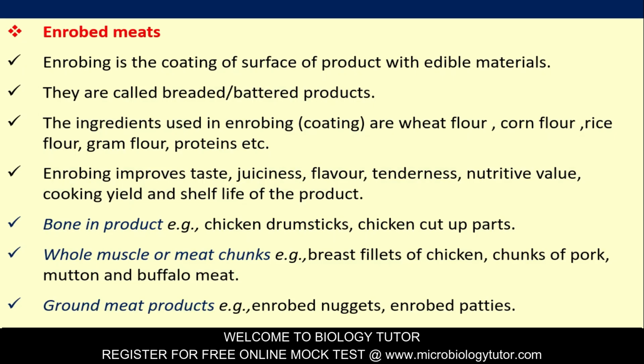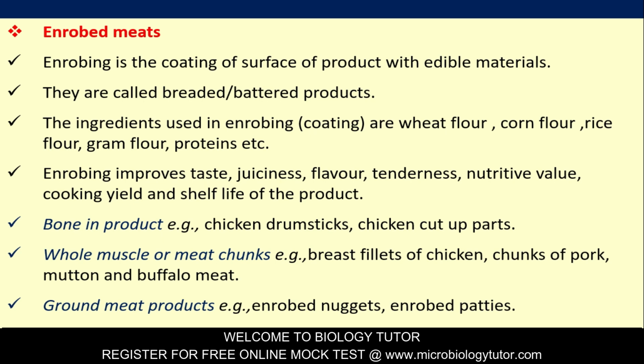Enrobed meat. Enrobing. What is enrobing? Enrobing is a coating of the surface of a product with edible materials. They are called breaded or battered products. The ingredients used in enrobing are normally wheat flour, corn flour, rice flour, gram flour, or proteins used for enrobing or coating. Enrobing improves taste, juiciness, flavor, tenderness, nutritive value, cooking yield, and shelf life of the product.